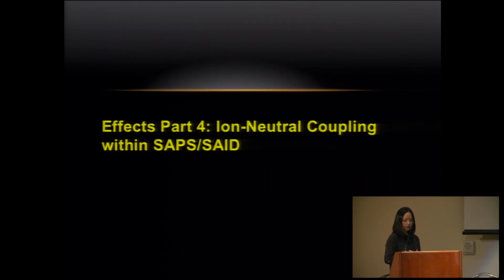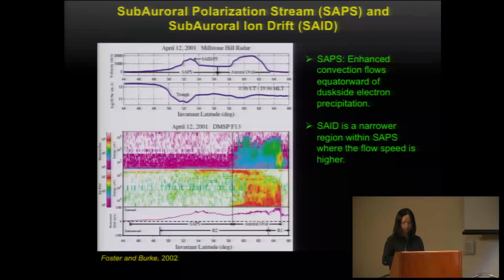So the last effect that I'm going to talk about is the ion-neutral coupling within the subauroral polarization streams and the subauroral ion drifts. SAPS has been mentioned before in Field's talk. Equatorward of the aurora oval in the dusk and pre-midnight sectors, you see the convection speed is still enhanced. The wider region is called the SAPS, and the latitudinally narrower one, where the velocity peak may be higher, we usually call the SAD, the subauroral ion drifts.